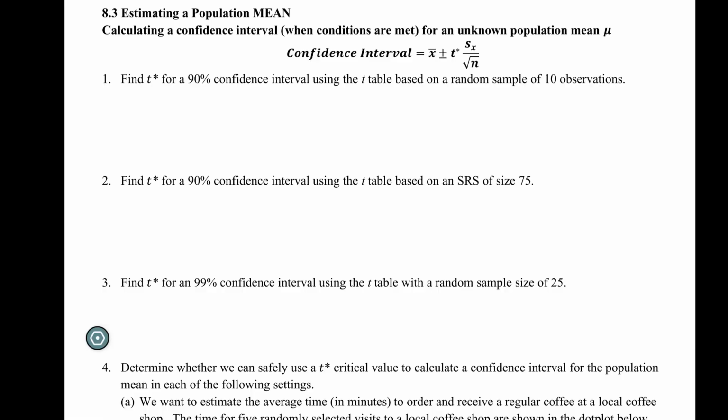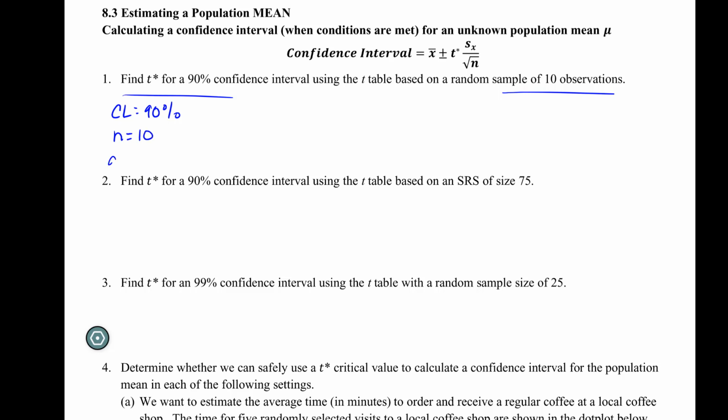And let's see, for the first three examples, we're just going to be finding T-star. This is a really important skill. So the first thing we've got is we want to find T-star for a 90% confidence level based on a random sample of 10 observations, okay? So I want to write out the couple of things that I need. My confidence level is 90%, and then I have a sample size of 10, okay?